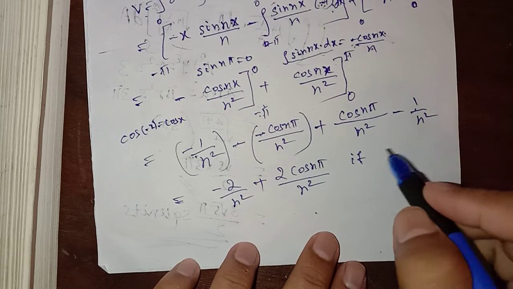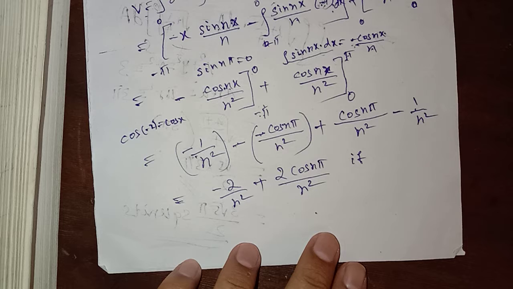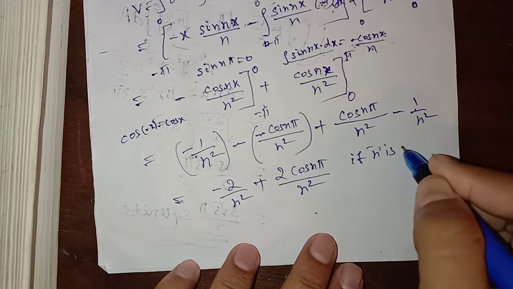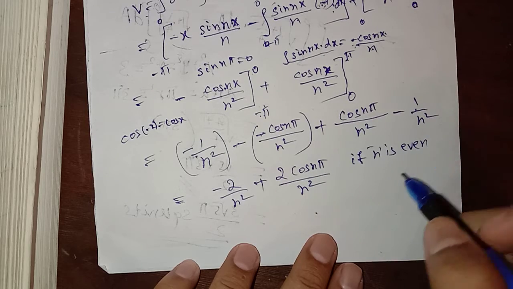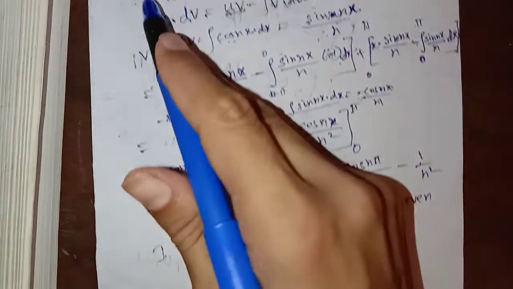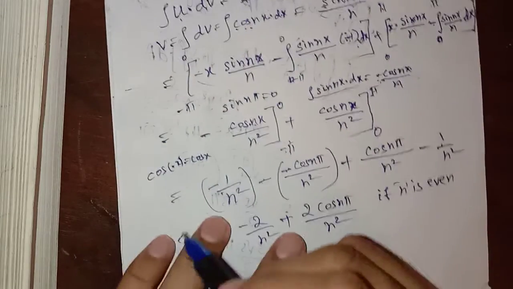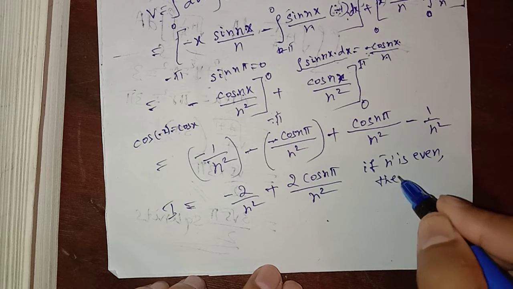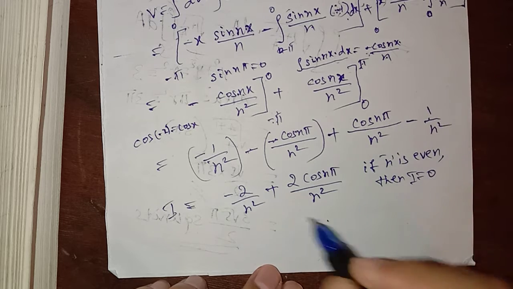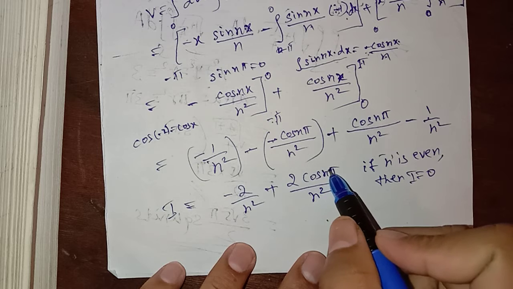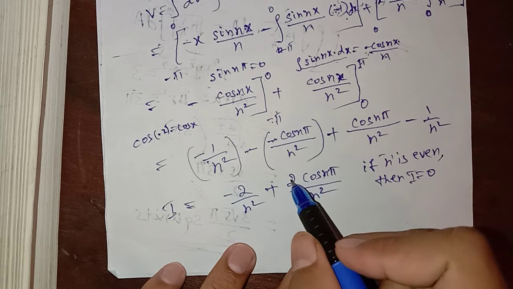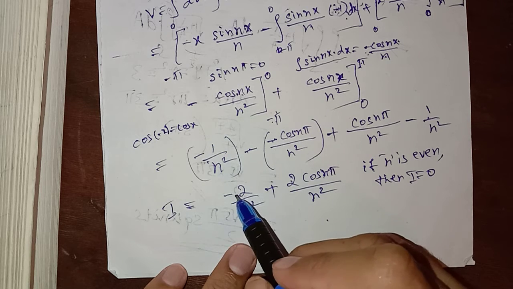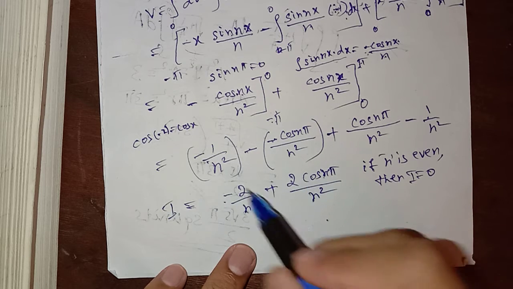So we can say that if n is even, this is integral I, what we have taken as integral I. If n is even, then I is equal to 0. Why? Because cos 2 pi is 1, that is 2 into 1 is 2 divided by n square, minus 2 divided by n square, this cancels out.